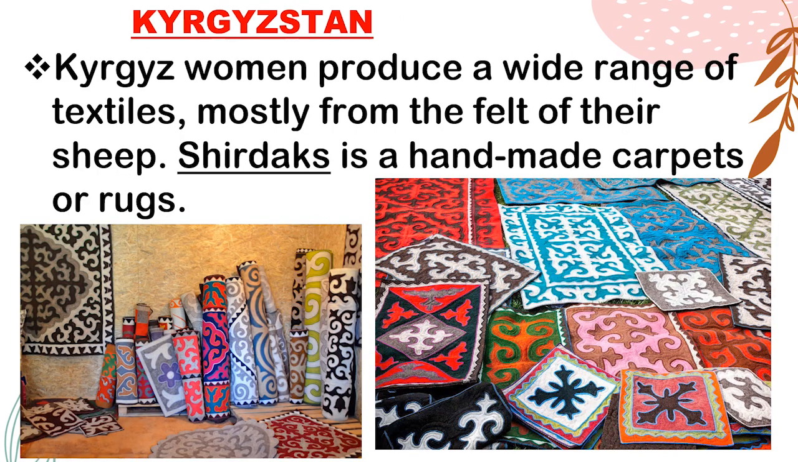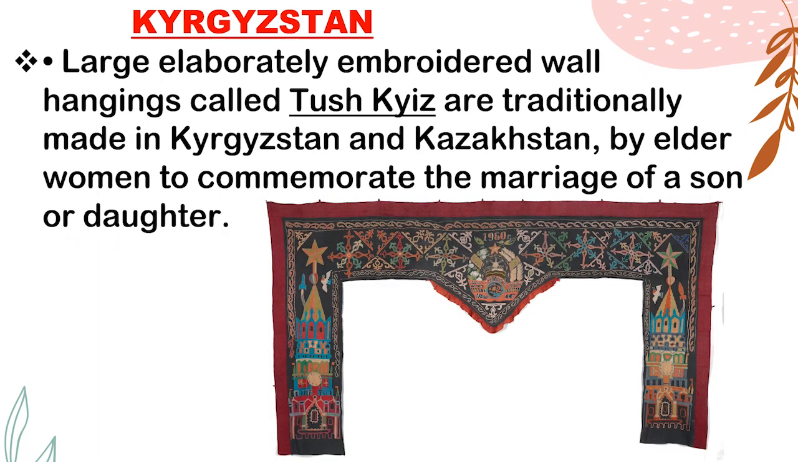In the country of Kyrgyzstan, Kyrgyz women produce a wide range of textiles, mostly from the felt of their sheep. Shyrdaks are handmade carpets or rugs. Large, elaborately embroidered wall hangings called tushkiz are traditionally made in Kyrgyzstan and Kazakhstan by elder women to commemorate the marriage of a son or a daughter.